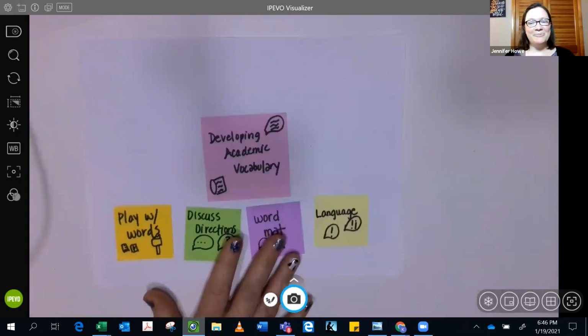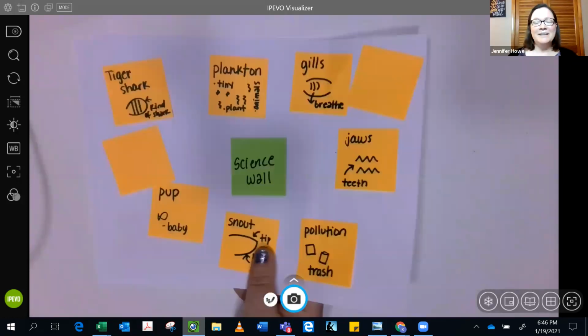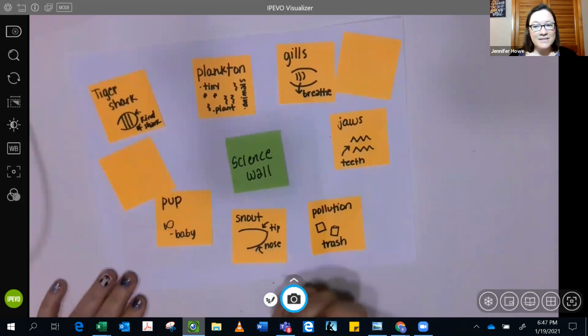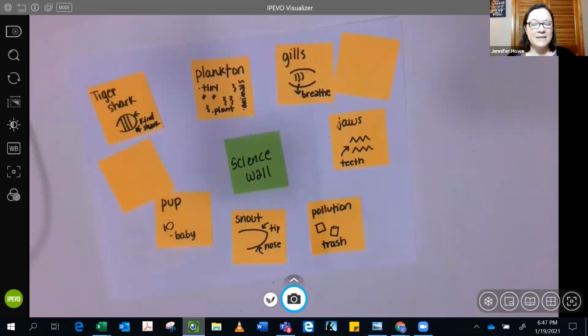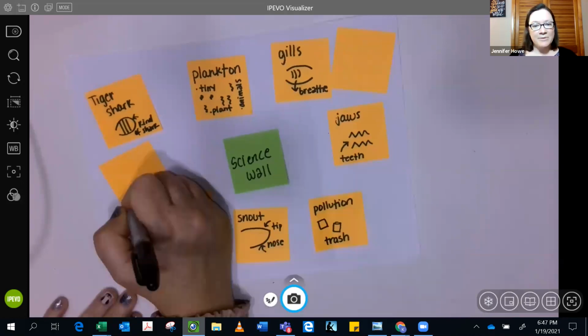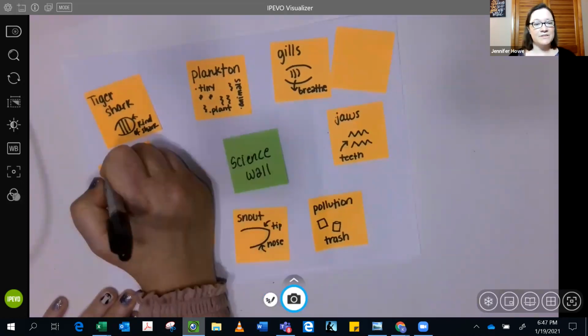Our next tip is language. And if your child is multilingual, you can add your native language words to your word wall as well. And then we really want to encourage you to foster the development of academic vocabulary in both languages. So we know that if a child has literacy skills and vocabulary in the first language, that transfers over into English as they are learning English as well.